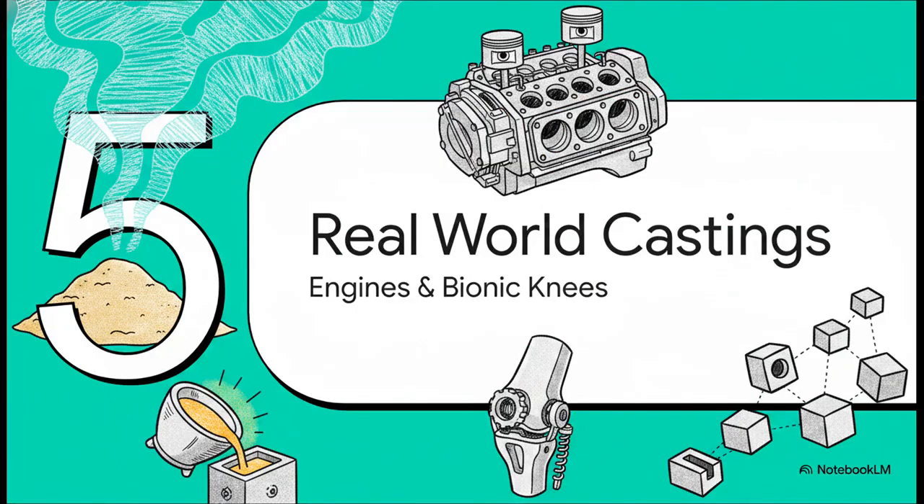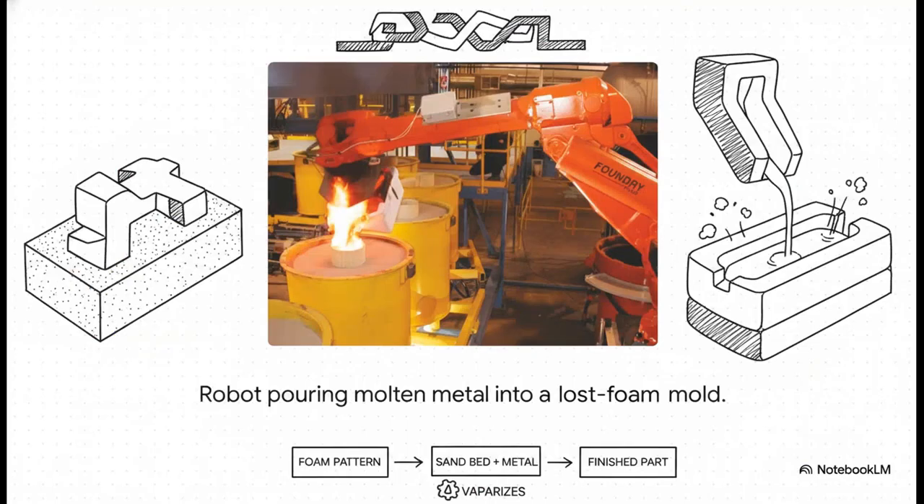So we've gone from damp sand to vaporizing patterns. Let's anchor all of this theory into reality. Section 5, castings in the real world. Super engines and bionic knees. Check this out. Here we have a fully automated robot pouring molten aluminum into a lost foam mold. Lost foam is an evaporative pattern process. So instead of wax, the pattern is actually made of lightweight polystyrene foam, kind of like a styrofoam cooler. It's buried in loose, unbonded sand, and when that liquid metal hits it, the foam just instantly vaporizes. The metal flawlessly replaces the exact space the foam occupied a fraction of a second before. And this allows for absolute geometric freedom for the engineers.